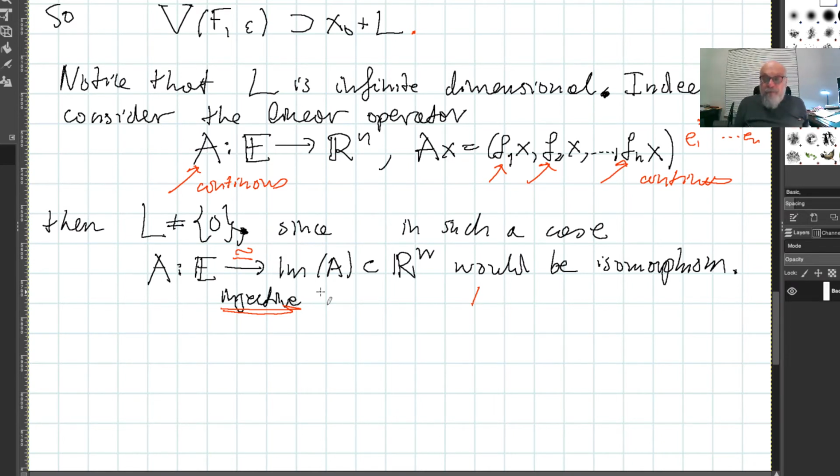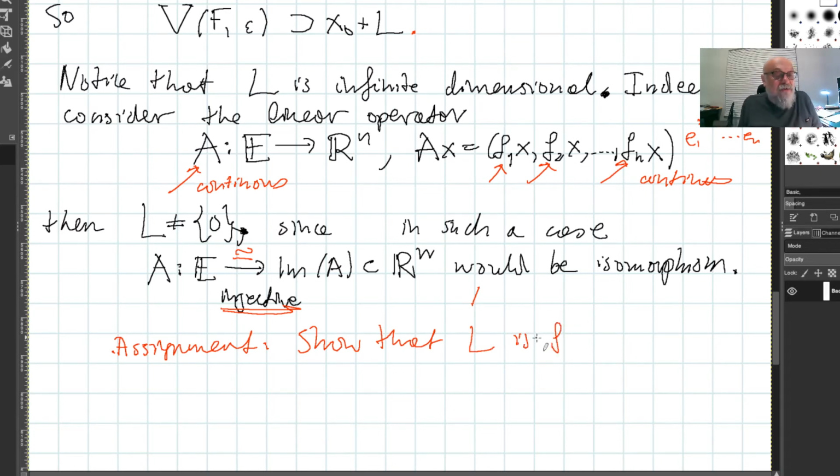I will put this problem as an assignment problem. The remaining assignment: show that L cannot be finite dimensional, it is infinite dimensional. Okay, this will be added. We have it done.